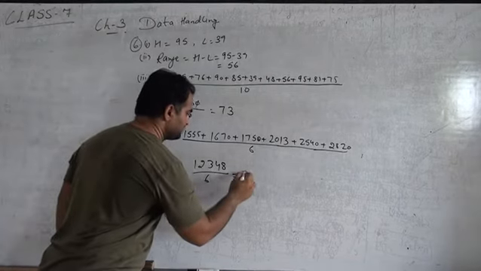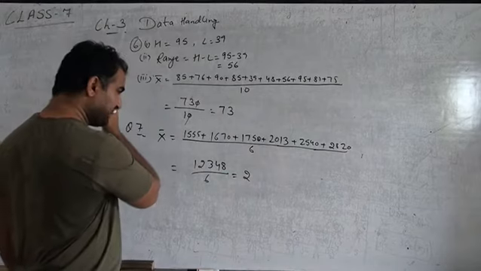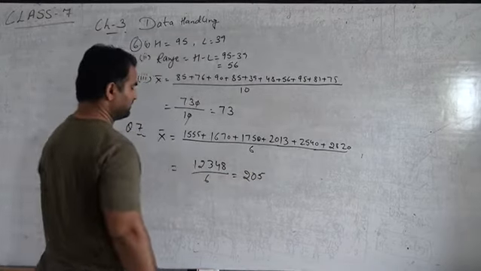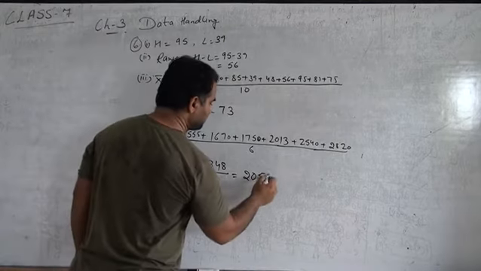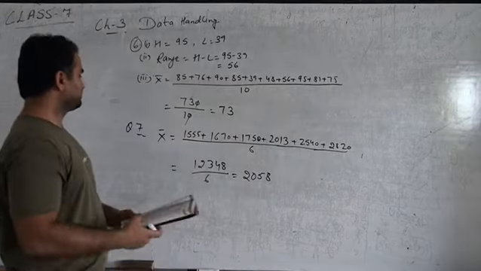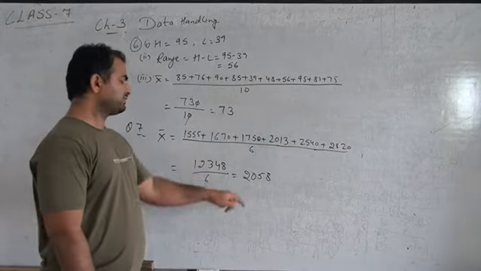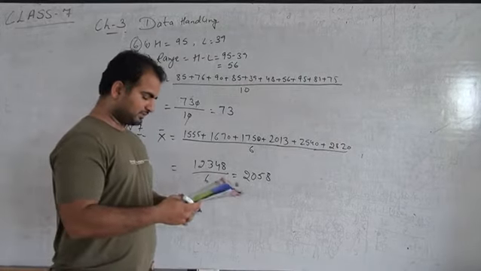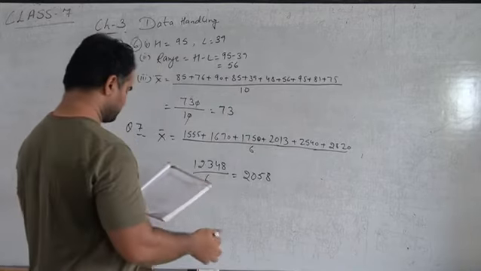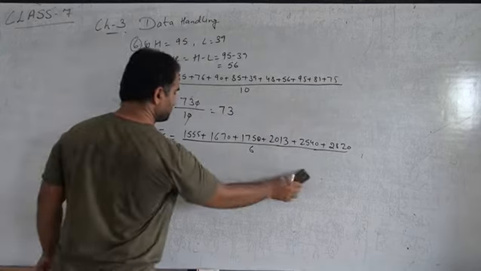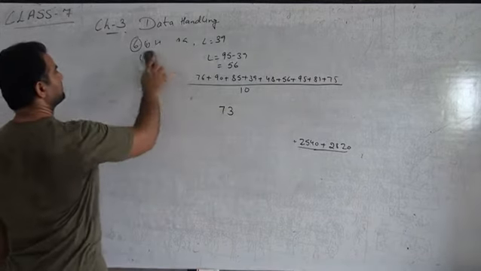So 6 2s are 12. Next 0. 6 5s are 30. And 6 8s are 48. Okay, so the answer is 2058. That is the mean of question number 7. Next, question number 8.